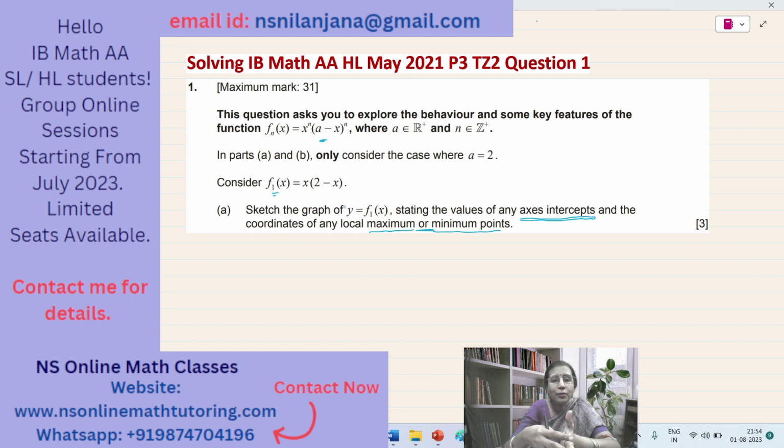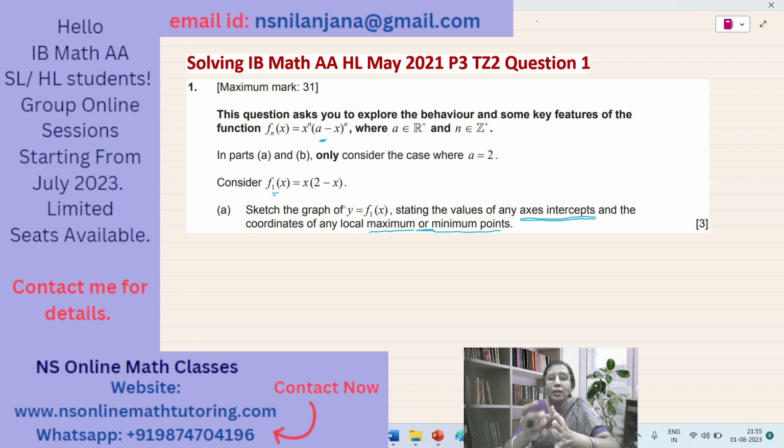And we are seeing the zeros as well: x equal to 0 and x equal to 2. These are the two x-intercepts. And you have to get the maximum point; that is what you have to just calculate. Since x equal to 0 and x equal to 2 are the x-intercepts, the line of symmetry will be x equal to 1, because it will be halfway between 0 and 2.